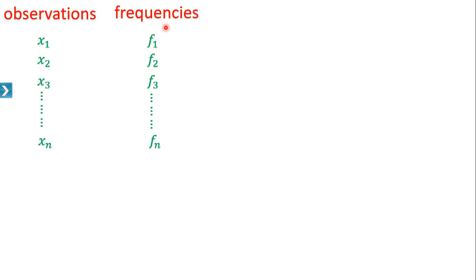If x1, x2, x3 and so on till xn are the observations, with their frequencies f1, f2, f3 up to fn respectively. f1 is the frequency of x1, f2 is the frequency of x2, f3 is the frequency of x3 and so on. fn is the frequency of xn. What do you mean by frequency? The number of times the particular score occurs is called frequency.